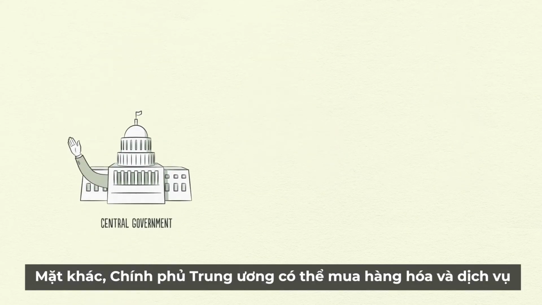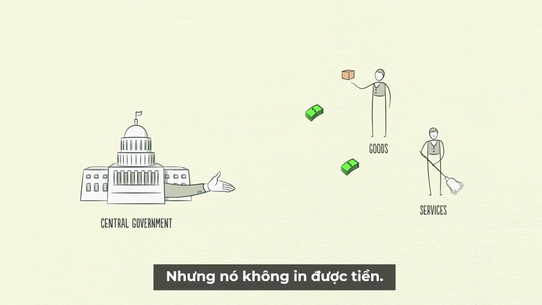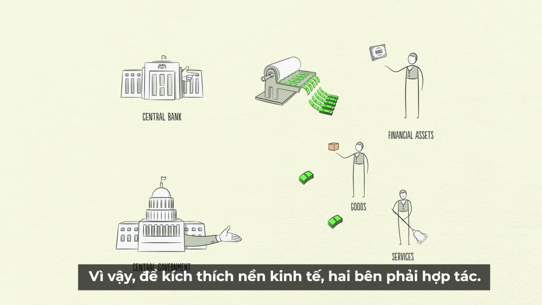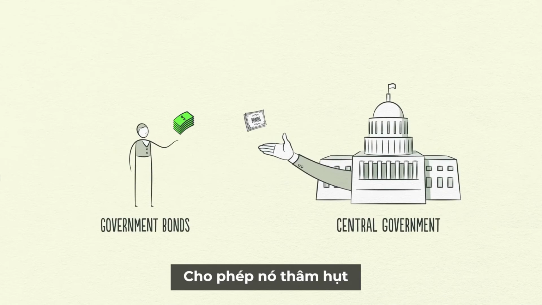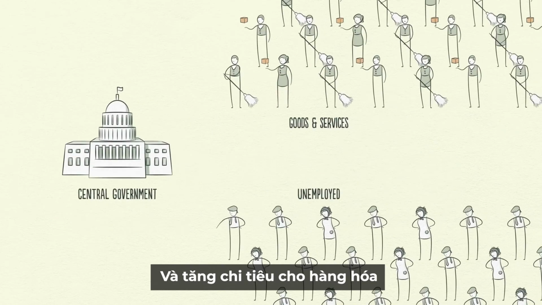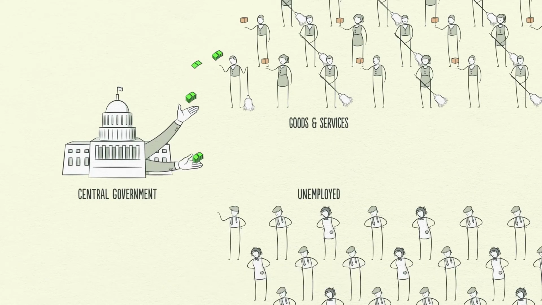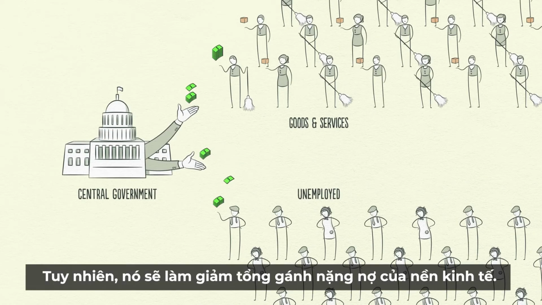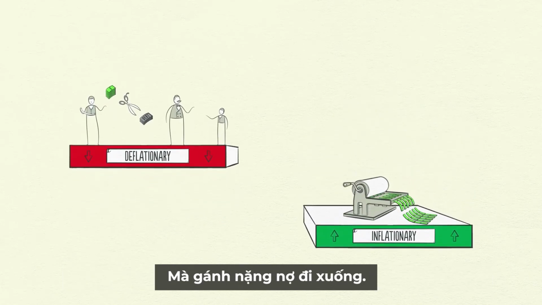The central government, on the other hand, can buy goods and services and put money in the hands of the people, but it can't print money. So in order to stimulate the economy, the two must cooperate. By buying government bonds, the central bank essentially lends money to the government, allowing it to run a deficit and increase spending on goods and services through its stimulus programs and unemployment benefits. This increases people's income as well as the government's debt. However, it will lower the economy's total debt burden. This is a very risky time. Policymakers need to balance the four ways that debt burdens come down.